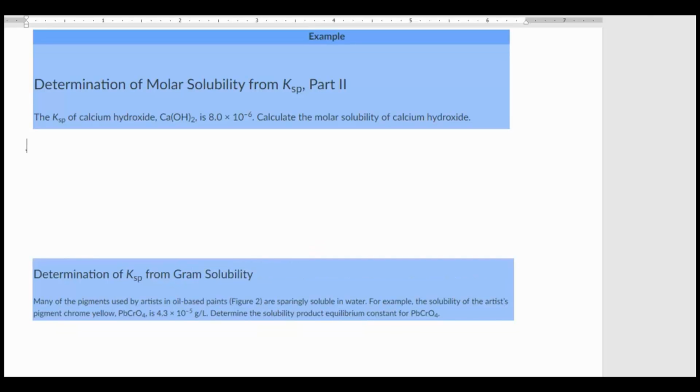We can calculate the molar solubility of something a little more complicated as well. So here we have calcium hydroxide. Calcium hydroxide will exist in equilibrium with a couple of its ions. So it will break into 1 calcium and 2 hydroxide. Now we're told that the KSP of this equilibrium is 8.0 times 10 to the negative 6. So that's going to be dependent on the equilibrium concentrations of the calcium times the equilibrium concentration of the hydroxide squared.